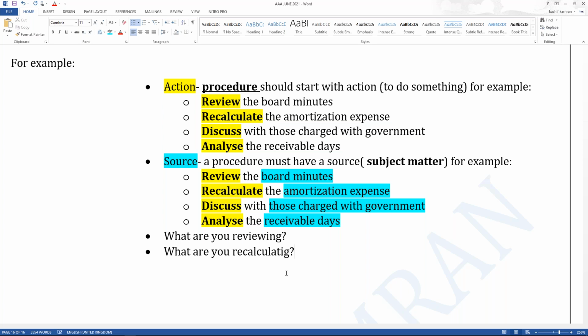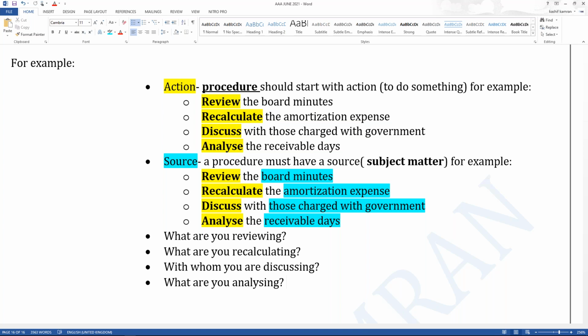What are you recalculating? Just 1 minute, sorry. With whom are you discussing? And you will get to the subject matter. Or what are you analyzing? You will get to the subject matter. So if you ask questions like such to yourself, will you get the subject matter done in the exam paper? Is that clear to all of you? Are you 100% clear?